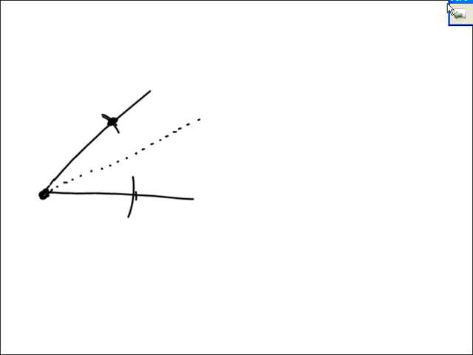So you put your compass needle here, you open it up, and you do like that, keeping the same exact opening. Now put your compass needle here and put an arc. And you say, oh look, I was off a little bit. This point of intersection and this vertex, use your straight edge, connect the two dots. You just bisected the angle.